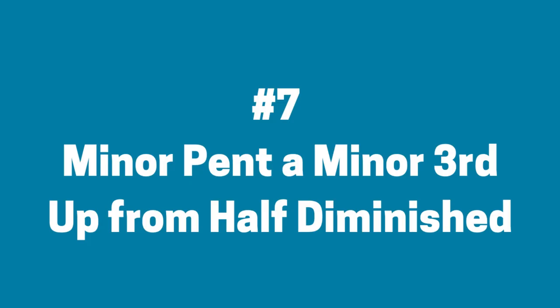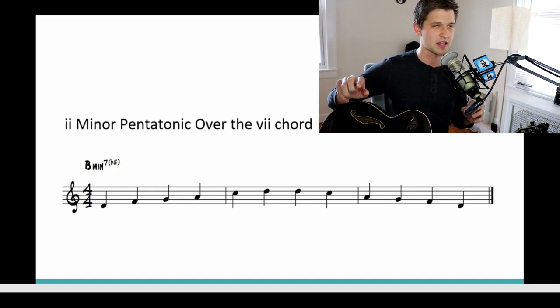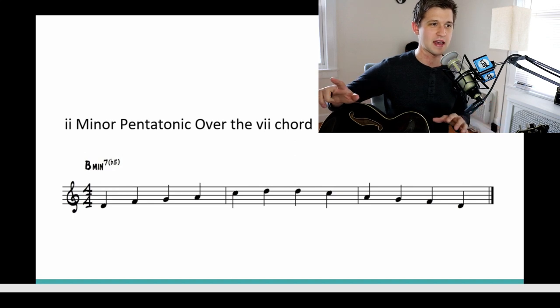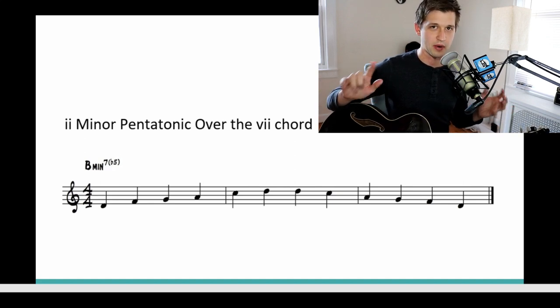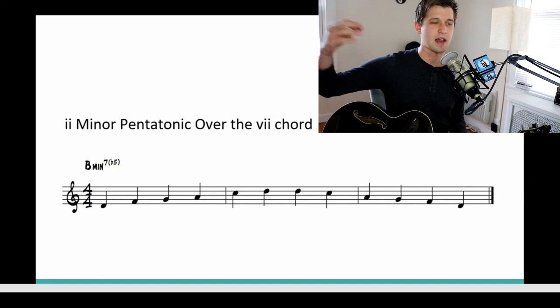Now this one is pretty interesting. So I think almost you should ignore what I've titled this. I've titled it two minor pentatonic over the seventh chord, because I'm still trying to keep the theme of relating everything back to the relative major. But to keep things simple, actually, let's just do it this way. So we have a B minor 7 flat 5 chord. So B minor 7 half diminished. And like the sus chord, we always struggle with coming up with ways to conceptualize playing over top of these half diminished chords. Like, you know, what do we play?